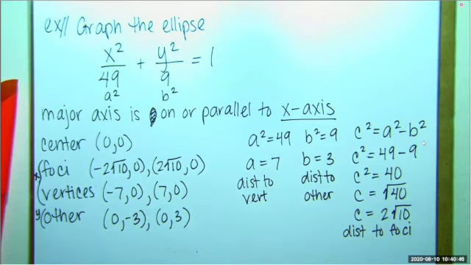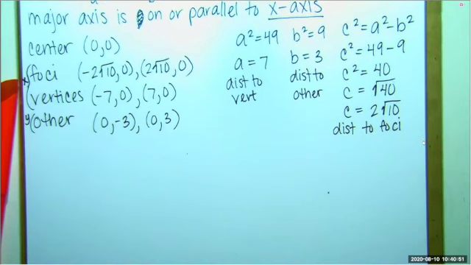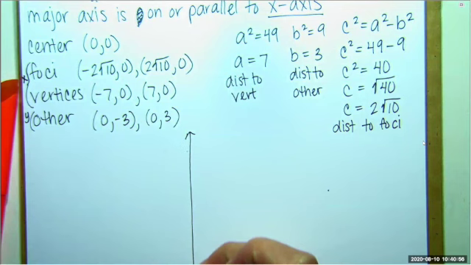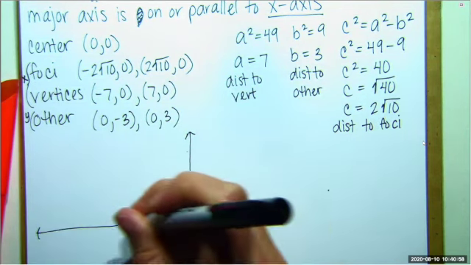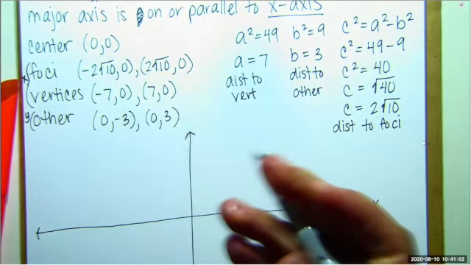This is all the information we need to graph this ellipse. Any questions so far? Okay, let's go ahead and graph it. And of course, I did this algebraically first, and then I went to the graph. If you prefer, you can always do your graph first and then come up with these points.